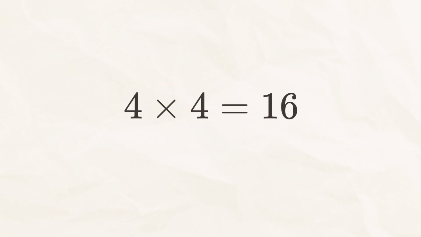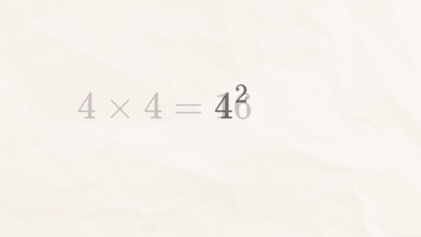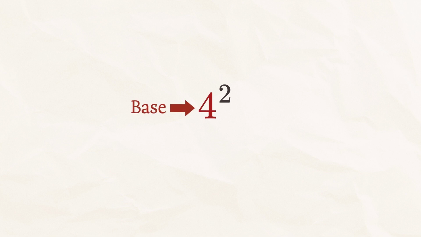We know what an exponent is, right? You multiply a number by itself a certain number of times. And we know the notation for exponents. The 4 is the base number, and the 2 is the exponent. So this is 4 multiplied by itself.